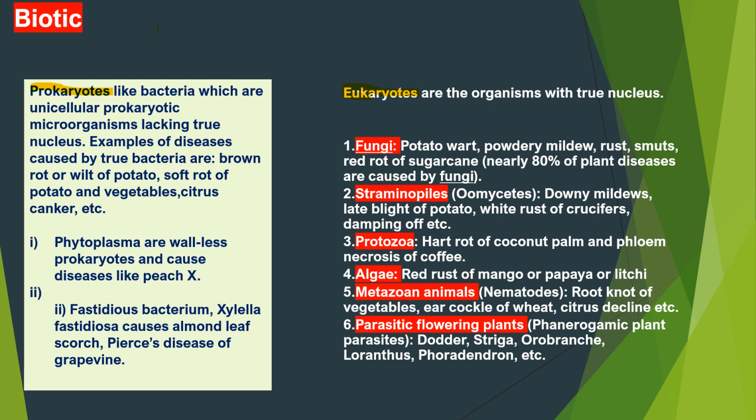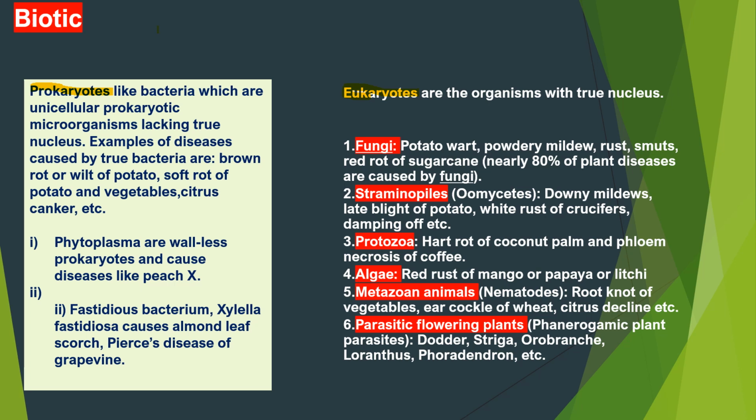Similarly, the phytoplasmas, which are wall-less prokaryotes, cause diseases like witches' broom in lime, which is very common in Oman. And then some fastidious bacteria like Xylella fastidiosa cause almond leaf scorch and Pierce's disease of the grapevine. So different kinds of bacteria and phytoplasmas cause many diseases on plants. Some examples of bacterial diseases are written here also.